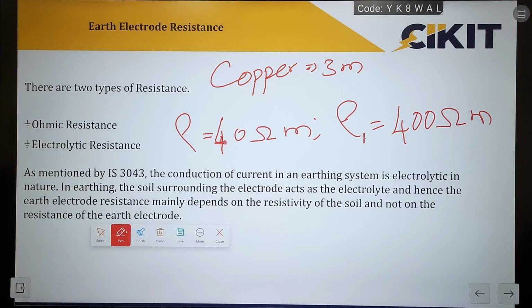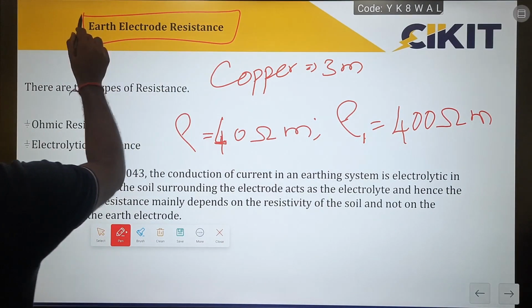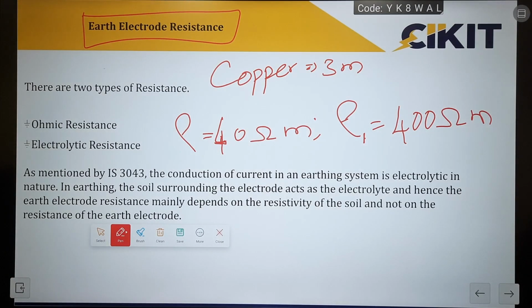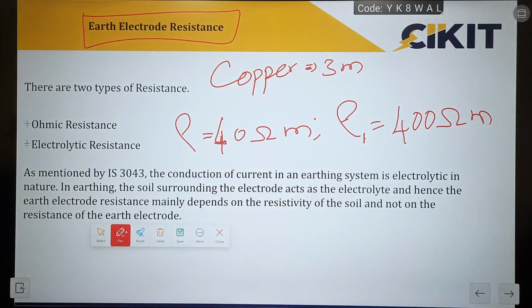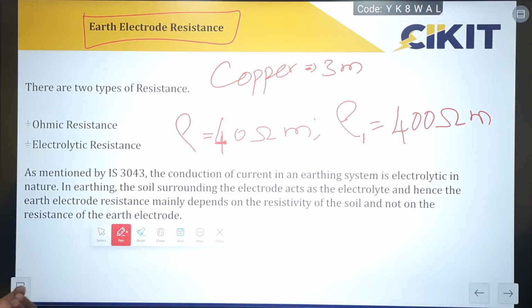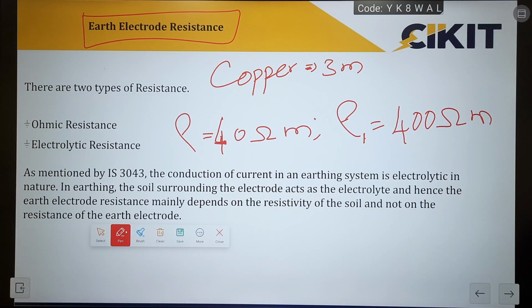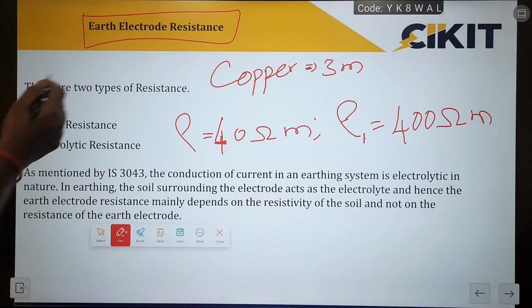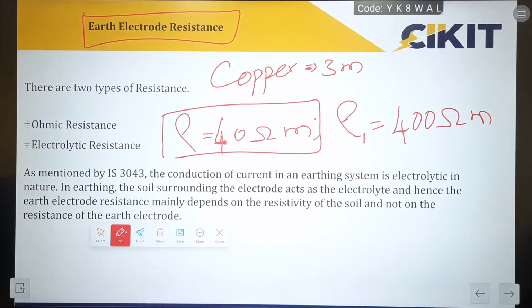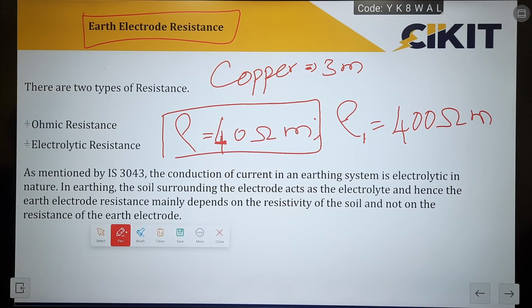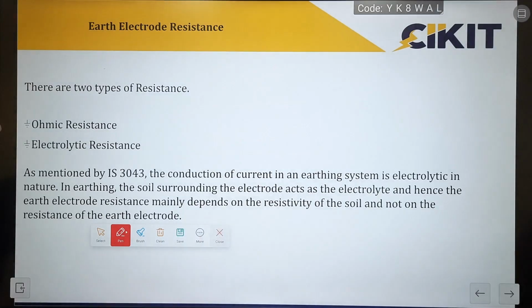because the resistance which we are discussing in earth electrode is electrolytic in nature. The electrolytic resistance mainly depends upon the resistance of the surrounding medium and does not depend upon the resistance of the material. So even if I provide the same copper earth electrode with the same compounds, if the resistivity of soil is different, then definitely the resistance of the electrode will be different. I cannot achieve the same resistance value which I achieved at the 40 ohm in 400 ohm, because the soil resistivity is the deciding parameter in earth electrode resistance.